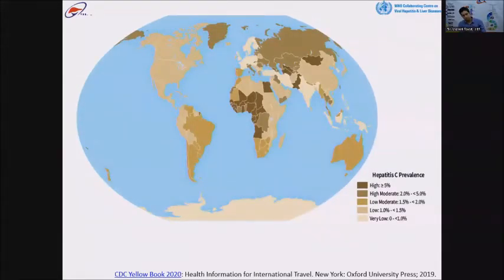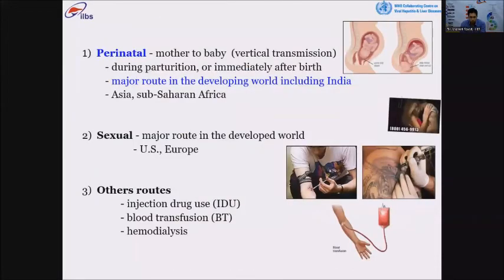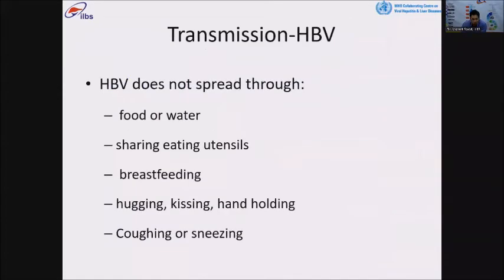Hepatitis C is less commonly seen in India. The overall prevalence is less than 0.1 to 1%. For hepatitis B and C, the most common route in India is perinatal transmission. That means the mother transmits the virus to the child. That is the most common for hepatitis B as well as hepatitis C. This is the major route in the developing world. In adults in the developed world, the major route is sexual transmission. Other routes like IV drug abuse, blood transfusion, and hemodialysis are relevant in specific conditions only.